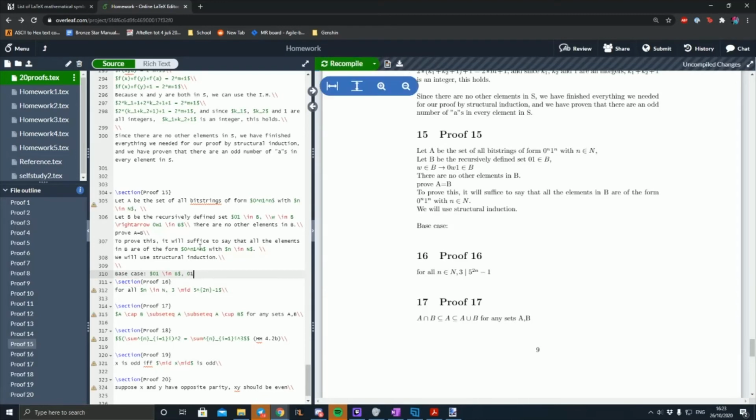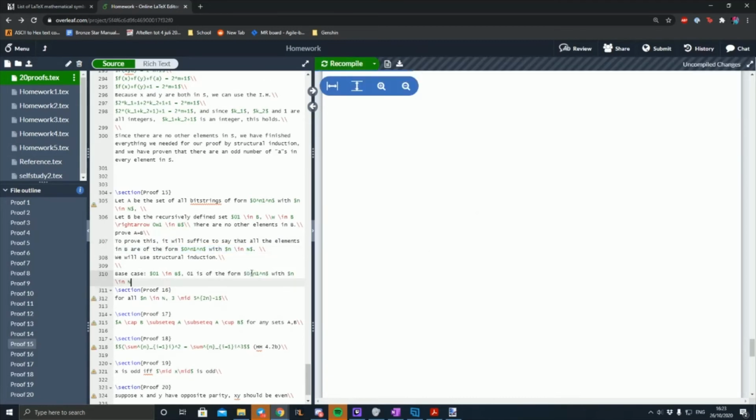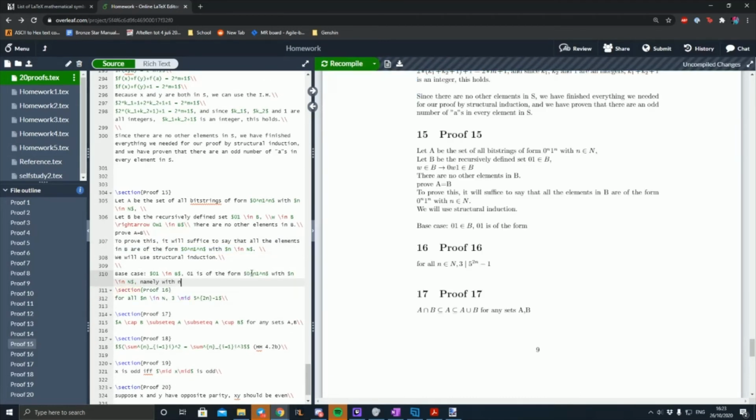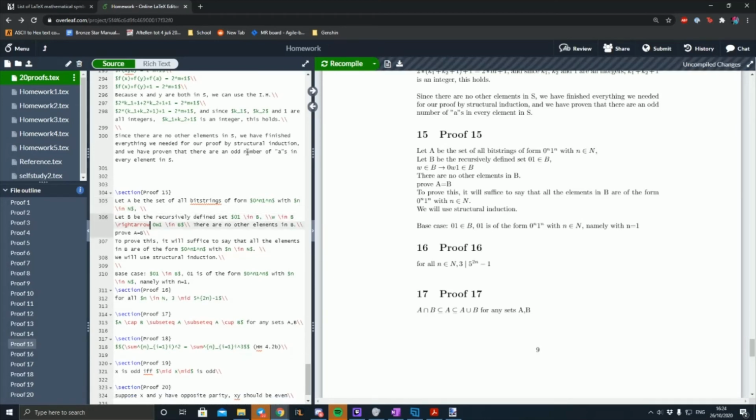01 is of the form, namely with n equal to 1. And by the way, if you guys don't follow, this is the Pythonic way, where the string 0 to the power 3 is equal to 000. So yeah, namely n is 1.